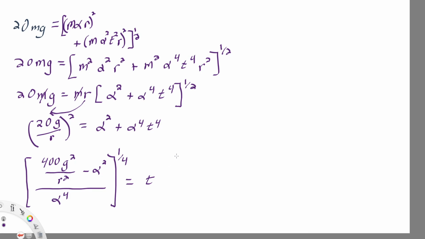Questions or comments? Yeah. When we took out M and R, couldn't we have also taken out an alpha too? Sure. We could have taken out an alpha, and that would have left us with 1 plus alpha squared t to the fourth still inside. That's perfectly okay.